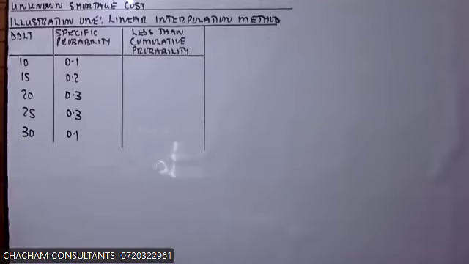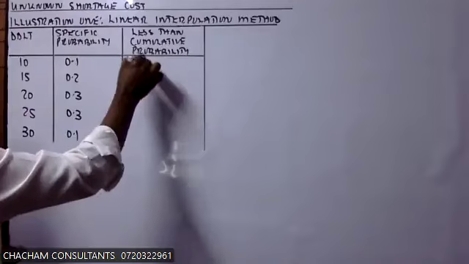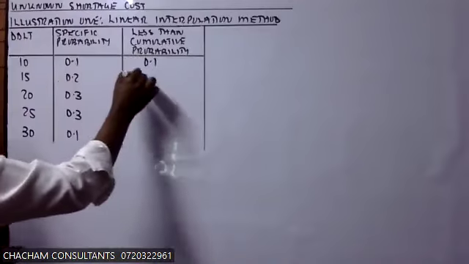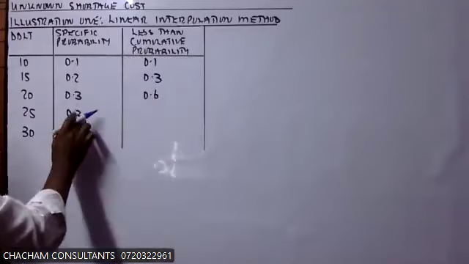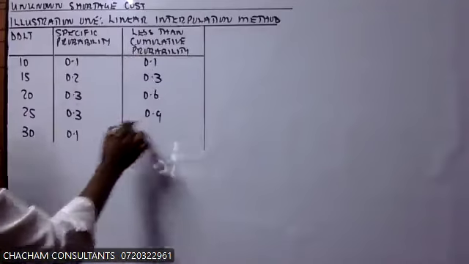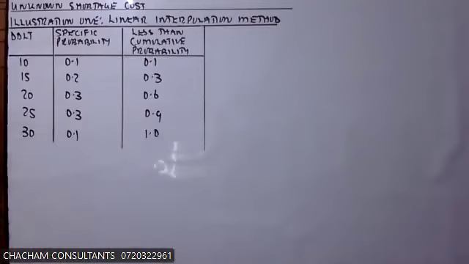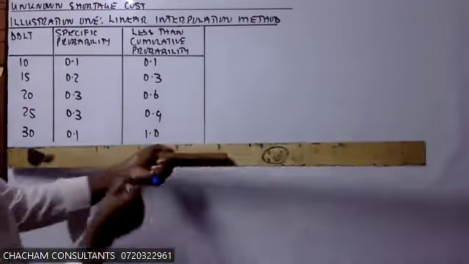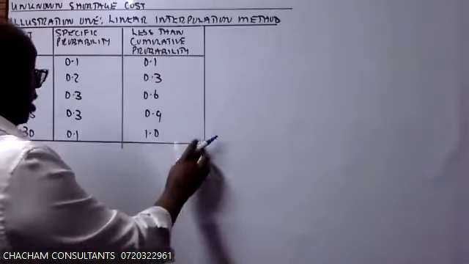Now, less than cumulative probabilities, you just add as usual. You start here, you add this, you get 0.3. You add this, you get 0.6. You add this, 0.9. You add here, you get 1. Yeah, that's what we call the less than. We'll be having another one called more than in another area.